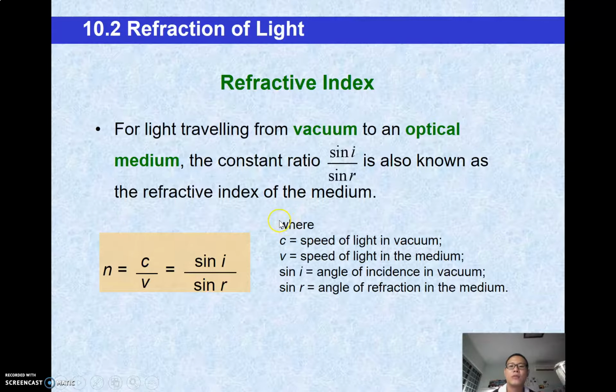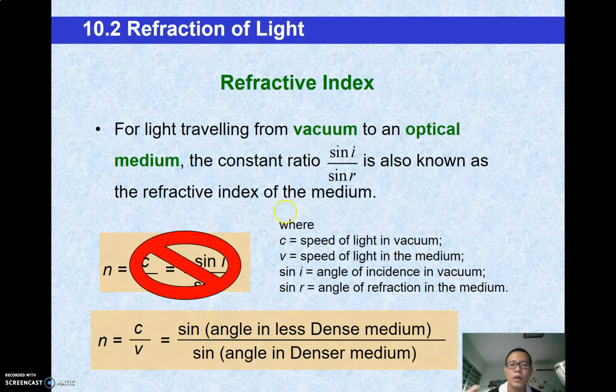The ratio is commonly sin i over sin r, or the ratio of the speed in the medium. We can generalize this formula into less dense medium and dense medium. Instead of looking at sin i or sin r, we generalize it to the ratio of the angles in the less dense medium to the angle in the dense medium. If I use the ratio, I will be able to find the refractive index of the denser medium. So this is how I generalize the formula.